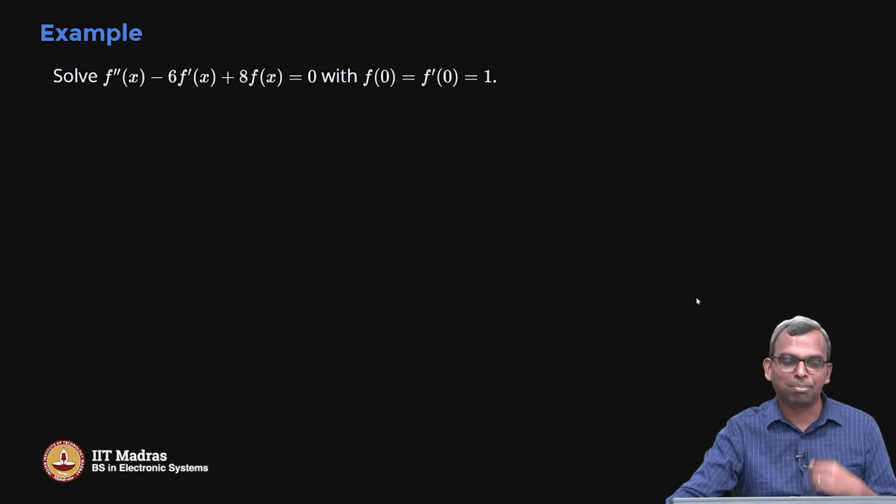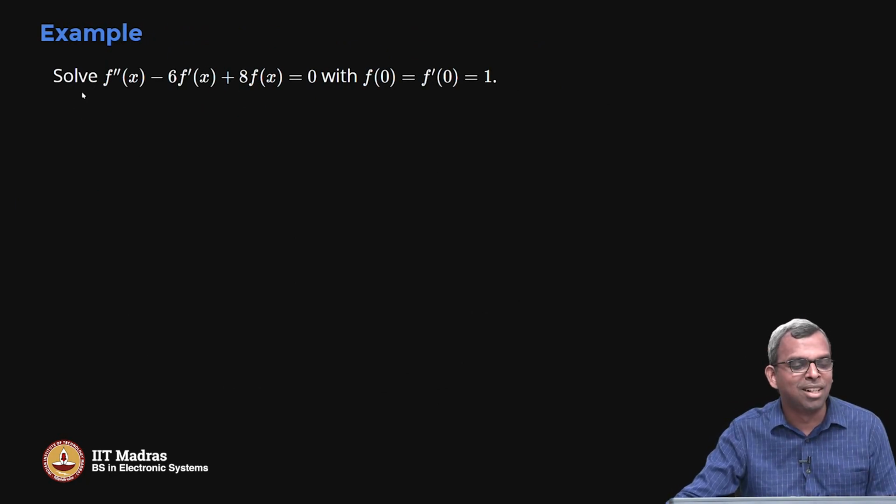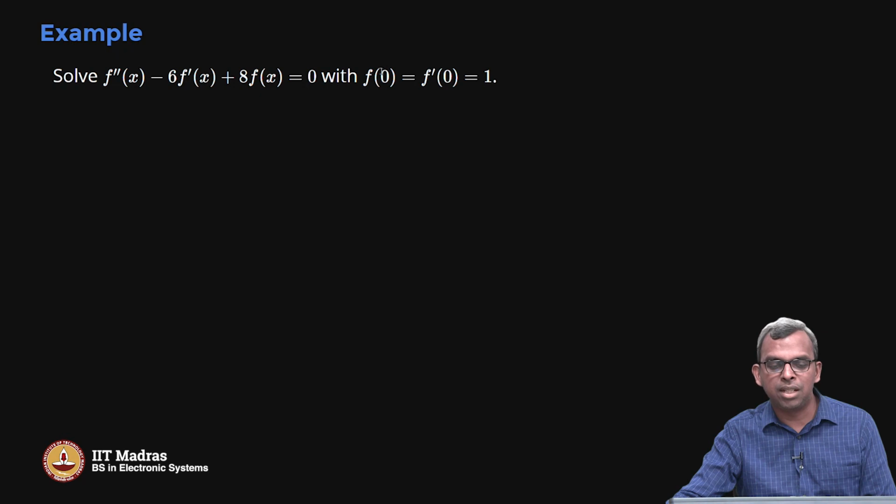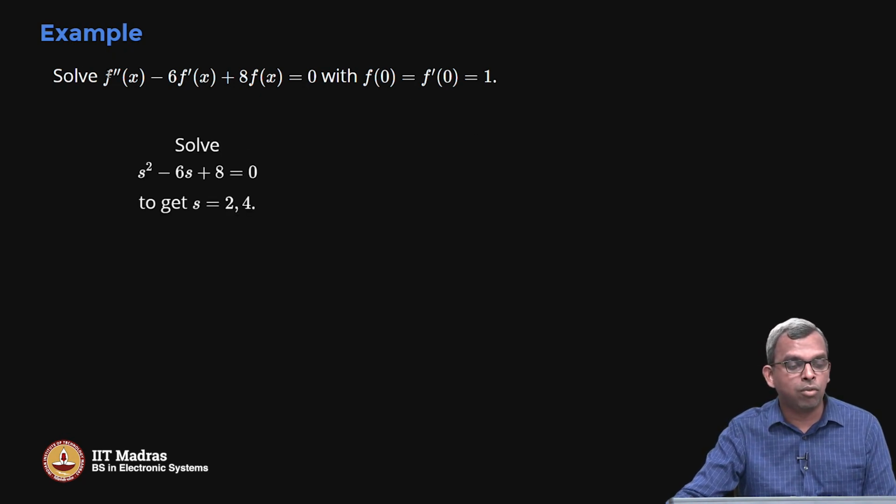Okay, so this is the distinct real roots case for the homogeneous equation, and there is an easy solution here. So here's an example, just to give you a concrete example: f double prime minus 6 f prime plus 8 f equals 0, with f of 0 and f prime of 0 both 1. Okay, so I want a solution which satisfies this initial condition. Initial conditions are usually at 0. So I'm going to solve, if I guess f of x equals e power sx, I'm going to get a quadratic here, and the quadratic will be s squared minus 6s plus 8 equals 0, and clearly, 2 is a solution here, 4 is a solution here. 2 and 4 are two distinct real solutions.